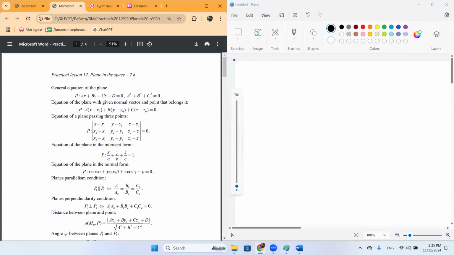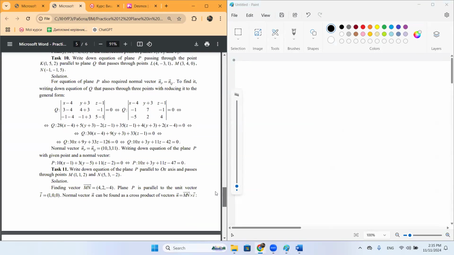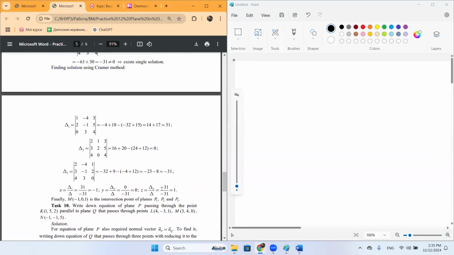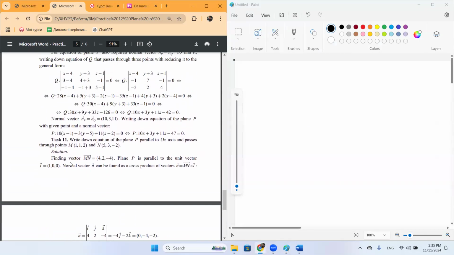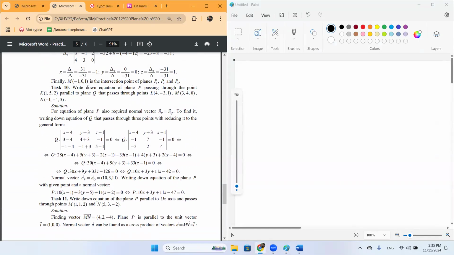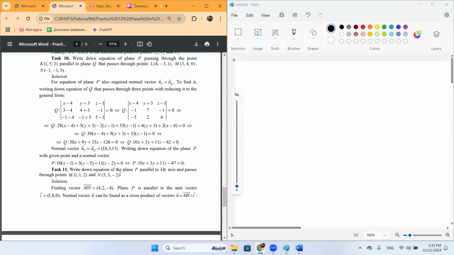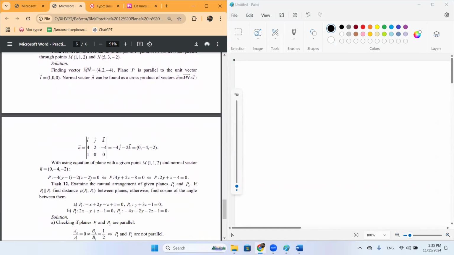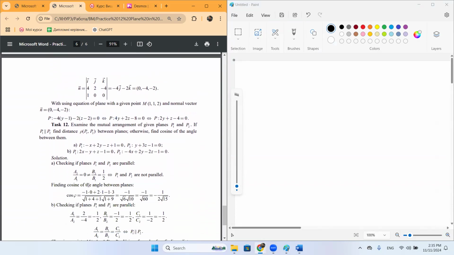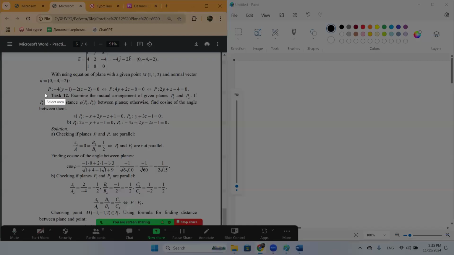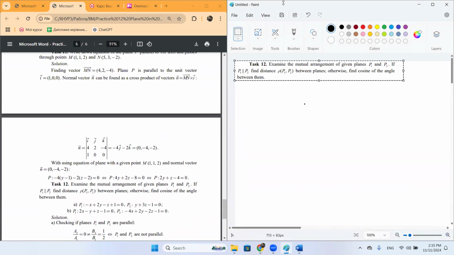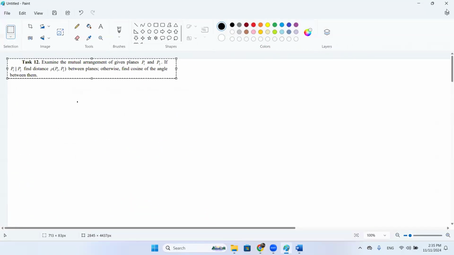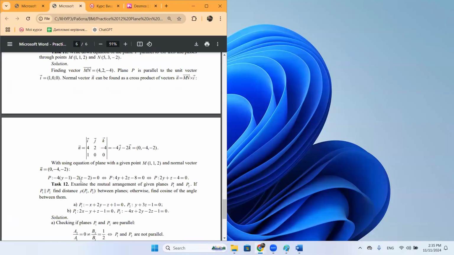By the way, let me refresh the page. Yeah, so for now everything is correct. Task 10, task 11. Yeah, everything is correct. So task 12. So we need to check, and what about conditions, of course.